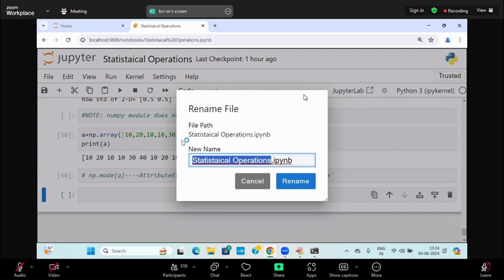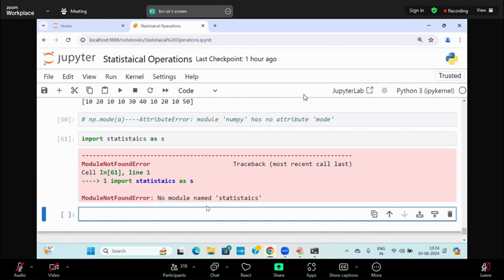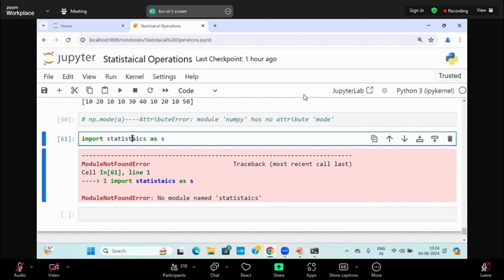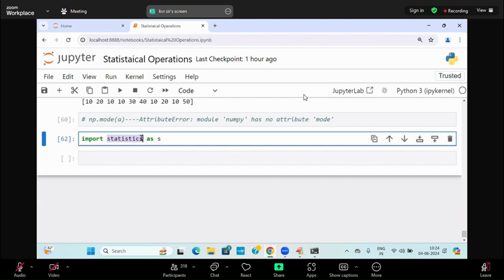Now I'm going to take up the statistics module. What is this now? Import statistics as what? Statistics as s. What is statistics?